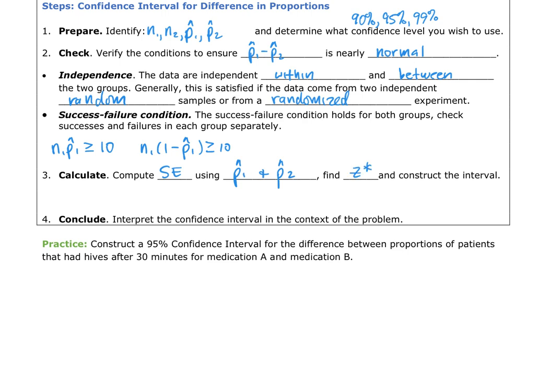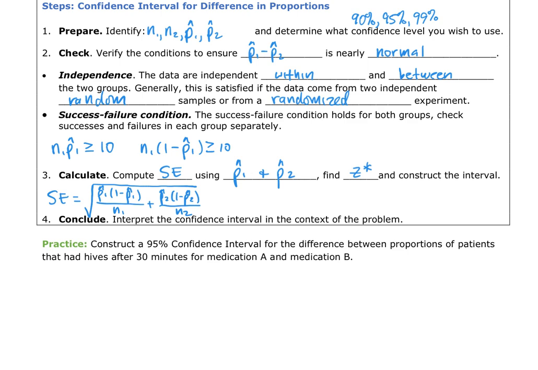So for the standard error for the difference in proportions, we're going to have a big square root, just like we did for a single proportion, and it's going to look real similar. We're going to take sample proportion 1 times 1 minus sample proportion 1 all over the sample size 1, plus p hat 2 times 1 minus p hat 2 all over n2.